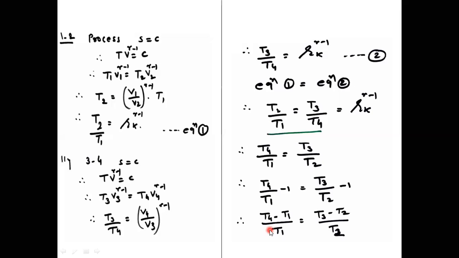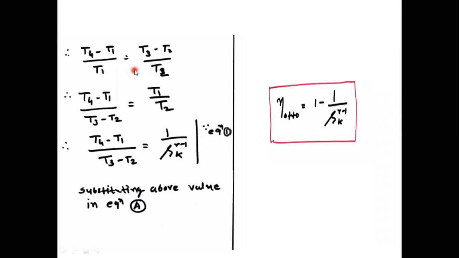Same step. And this T4 minus T1 as it is, the T3 minus T2 I take on the left hand side and this T1 is on the right hand side. So I can write T4 minus T1 divided by T3 minus T2 is equal to T1 divided by T2.